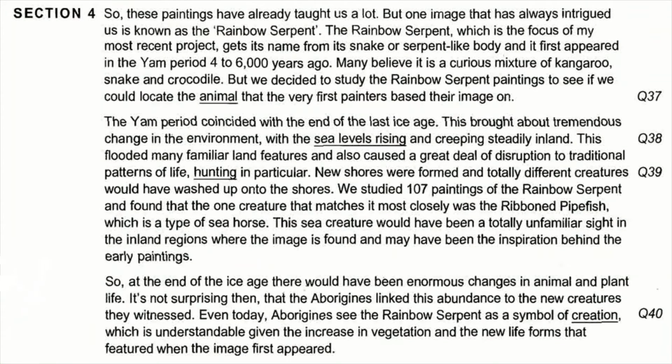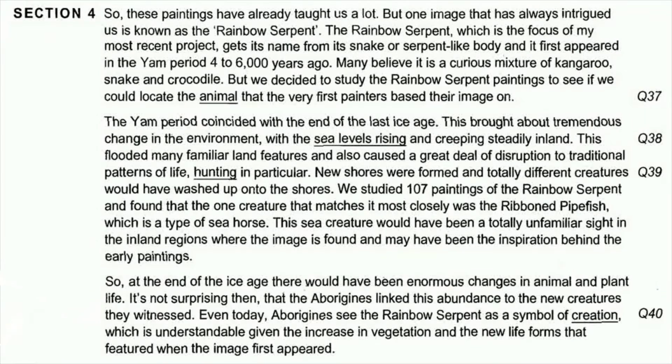But one image that has always intrigued us is known as the rainbow serpent. The rainbow serpent, which is the focus of my most recent project, gets its name from its snake or serpent-like body, and it first appeared in the yam period 4,000 to 6,000 years ago. Many believe it is a curious mixture of kangaroo, snake and crocodile. But we decided to study the rainbow serpent paintings to see if we could locate the animal that the very first painters based their image on.